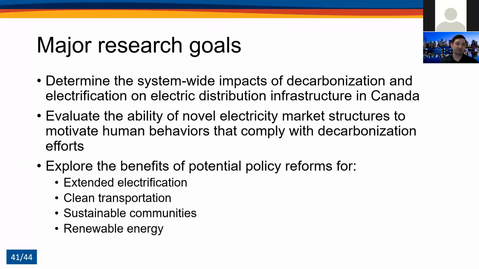And the last point is pretty important: we want to explore the benefits of potential policy reforms, not just for extended electrification, but for clean transportation, for sustainable communities, for renewable energy projects. We want to explore policy for all of these different avenues. And you could probably imagine from your own work how we could apply ABM for this, okay?